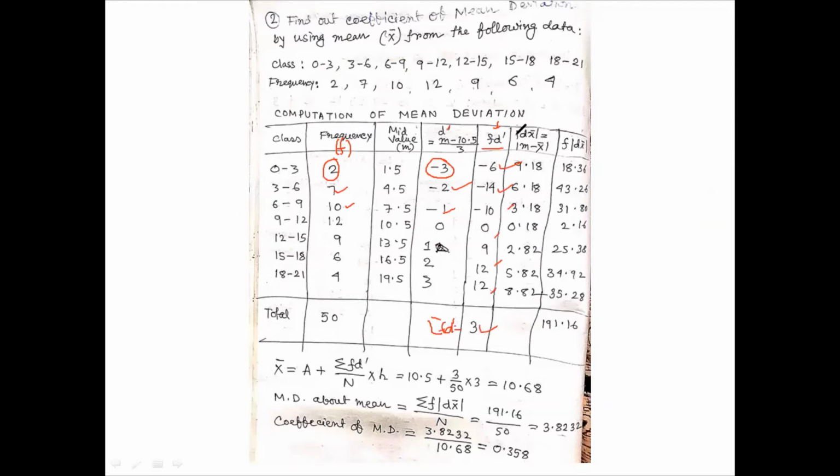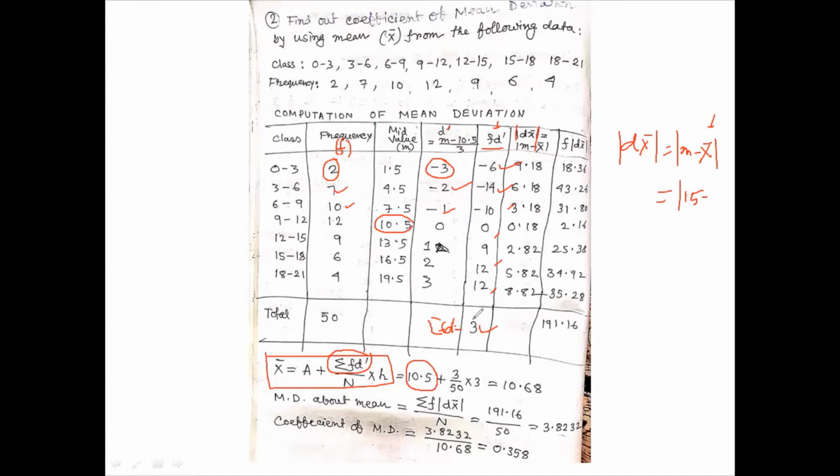Okay. Now we need the deviation from mean, that is d of x bar, the absolute value of m minus x bar. For the first case, our m is 1.5, so 1.5 minus x bar. Since we need x bar, we need to calculate it. So how do we calculate x bar? X bar is a plus summation f d dash divided by n, into h. Here a is our assumed mean, that is 10.5, plus summation f d dash.